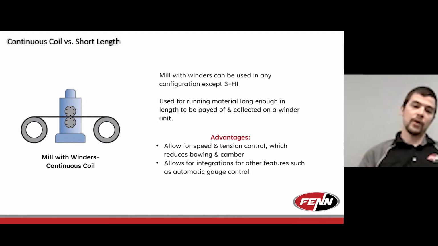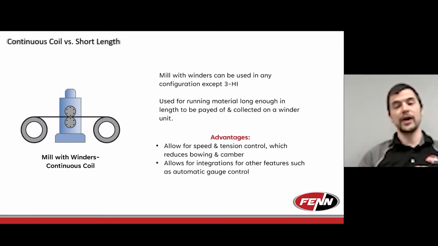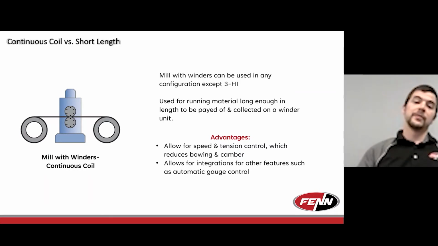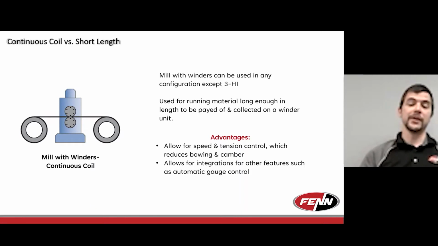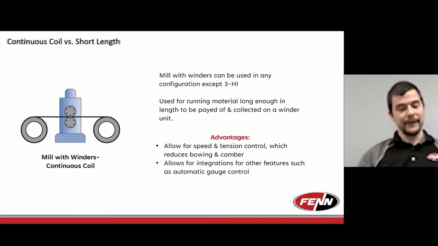So one of the things I mentioned earlier was, when we're talking general applications, whether you're talking 2-high, 4-high, or cluster mills, the idea of continuous coiling versus short length. So pretty much anytime you're talking continuous coils, we're mainly talking 2-high, 4-high, or cluster mills. We're not really talking 3-high mills because a 3-high mill is meant to be more of a continuous passing back and forth of a short length piece.